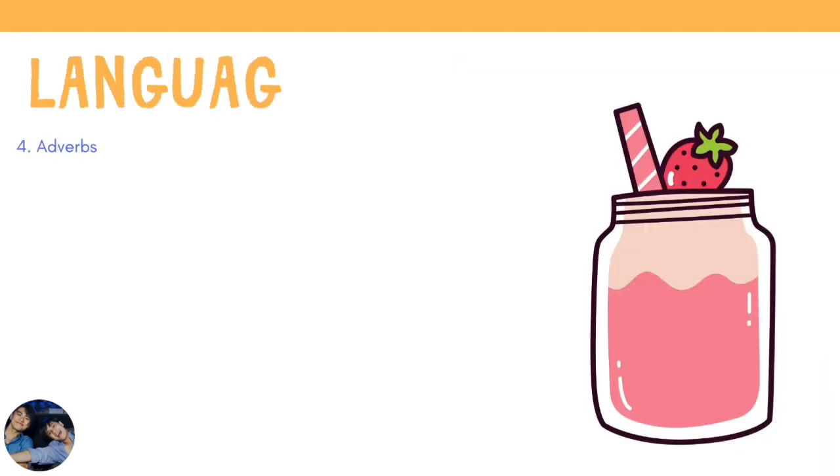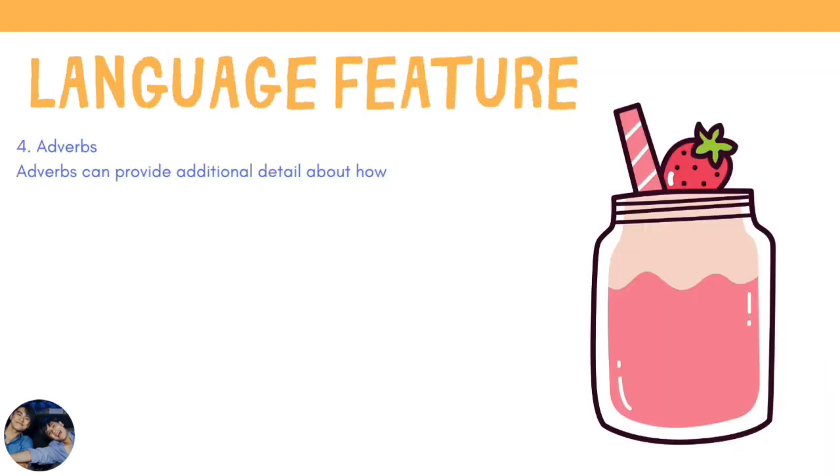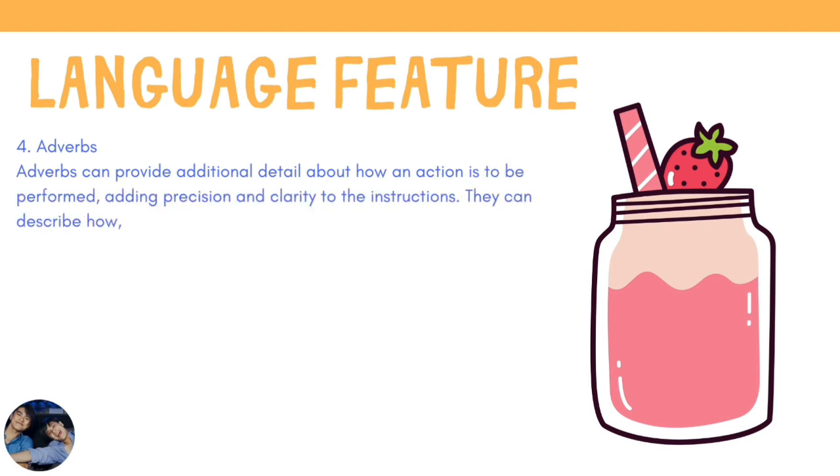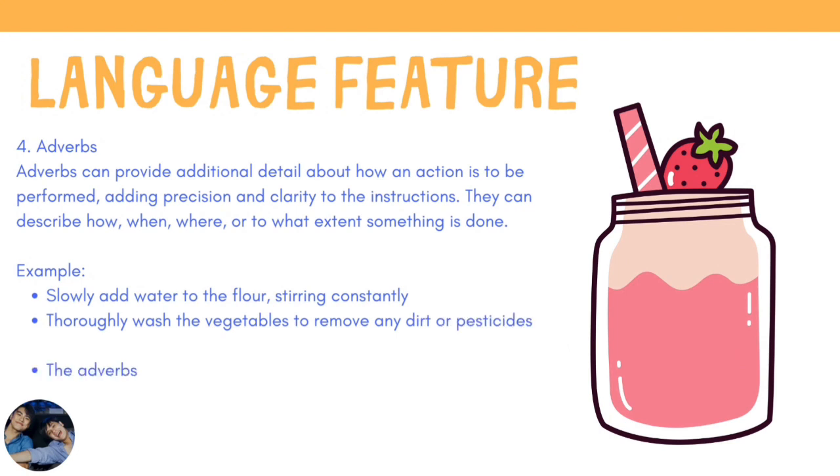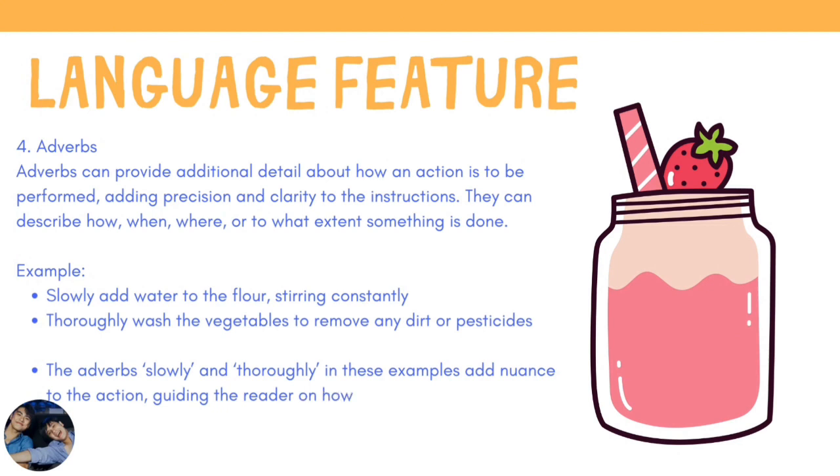And then the second one is adverb. Of course, we need adverbs because adverbs can provide additional detail about how an action is to be performed, adding precision and clarity to the instructions. For example, the words slowly, thoroughly, kemudian apalagi ya, smoothly, gently, and so on.